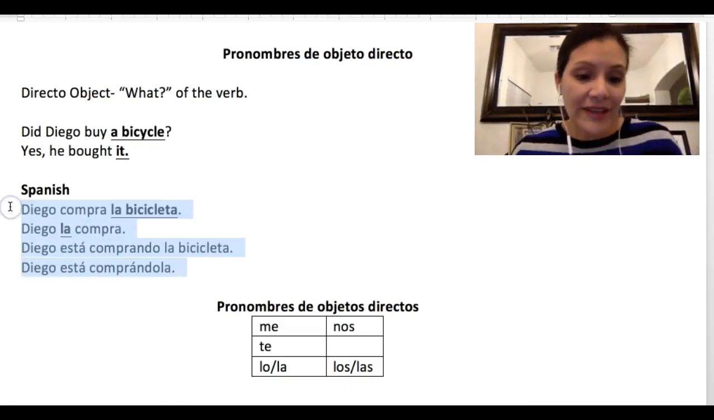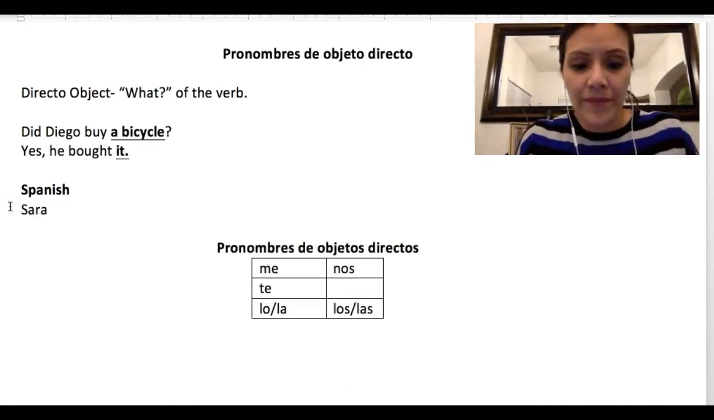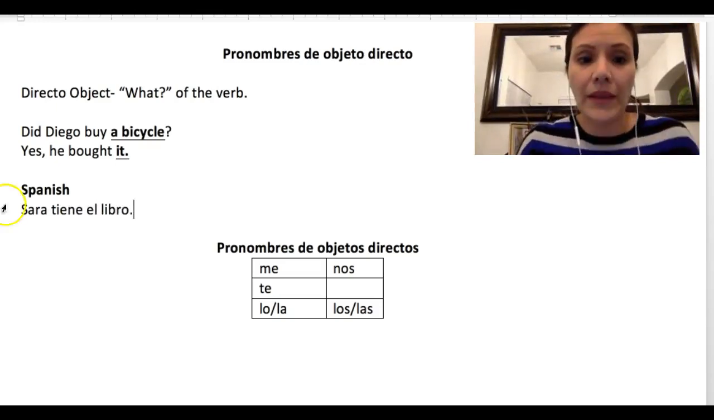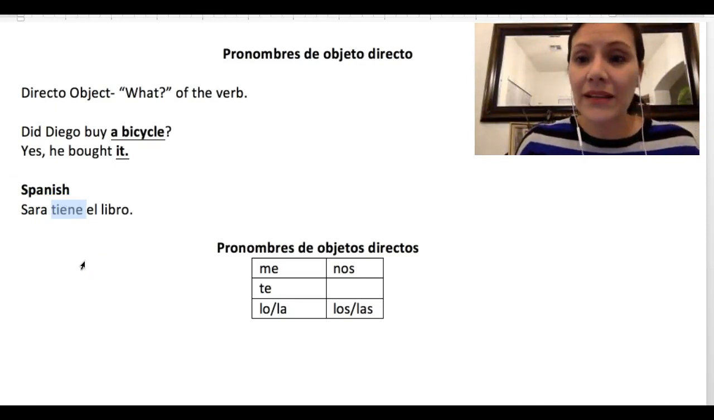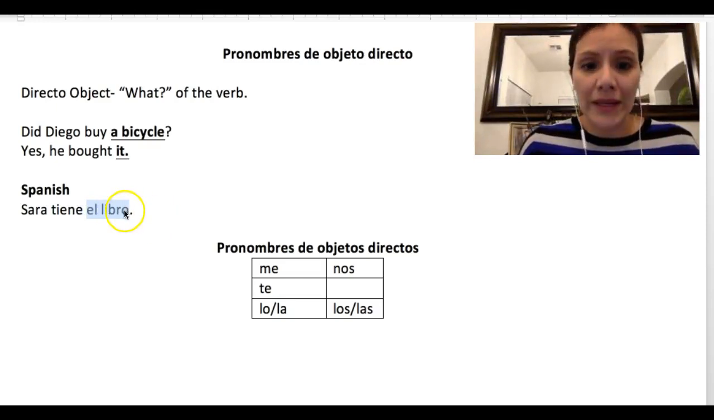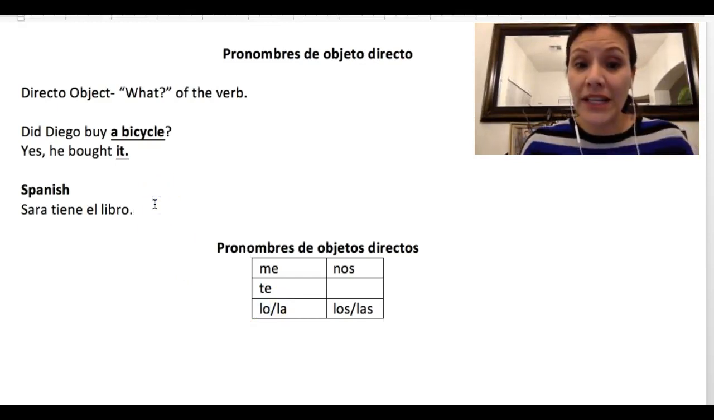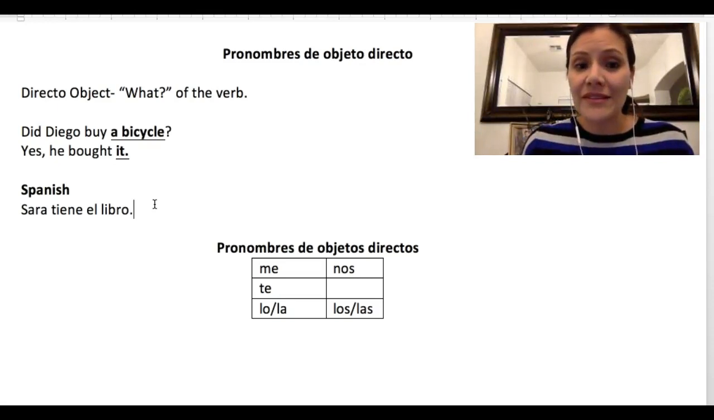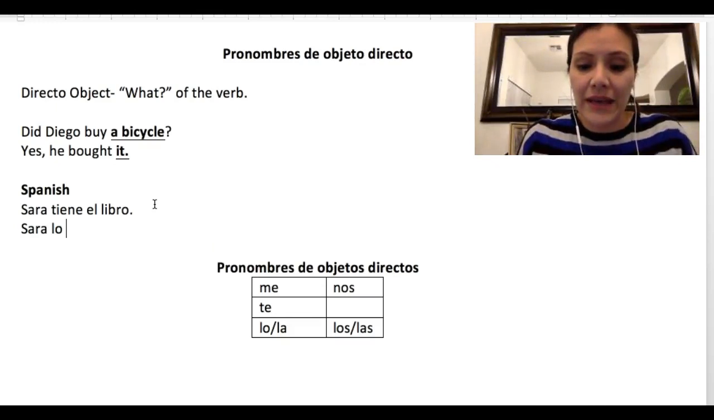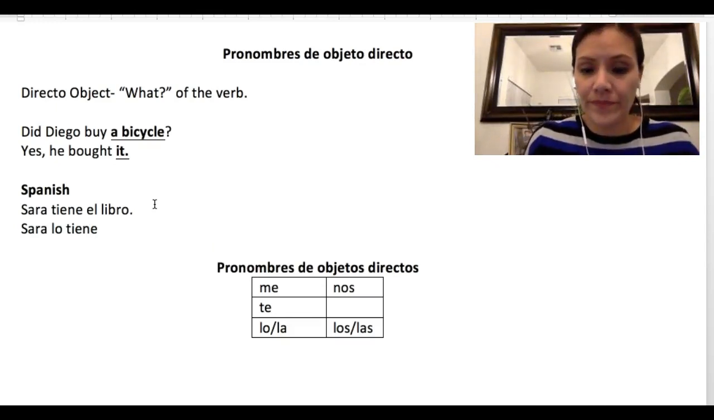So let's find another example. If I were to say, Sara tiene el libro. Our verb is tiene. Sara tiene ¿qué? El libro. So el libro, which is masculine and singular, is going to be lo. So if we wanted to reduce the sentence to state she has it, we would say Sara lo tiene.